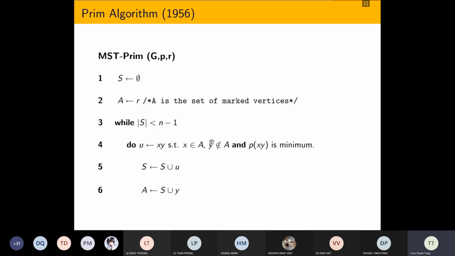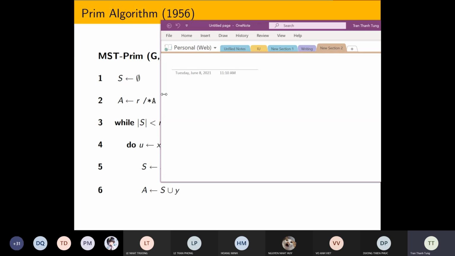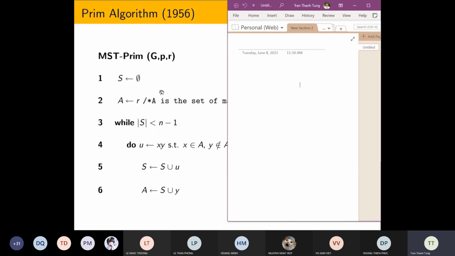Now let's try to see this one. I will show you an example in OneNote. Just one second. I need to move it here. Okay, it should be like this.